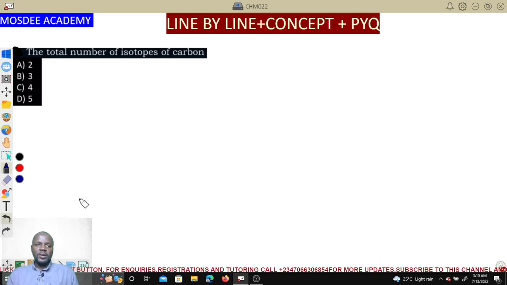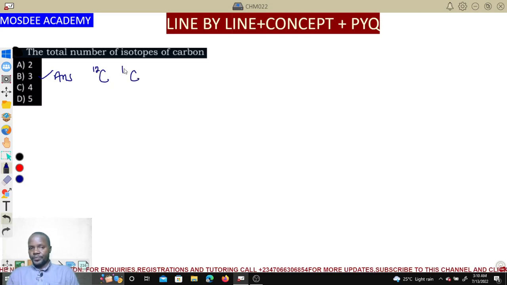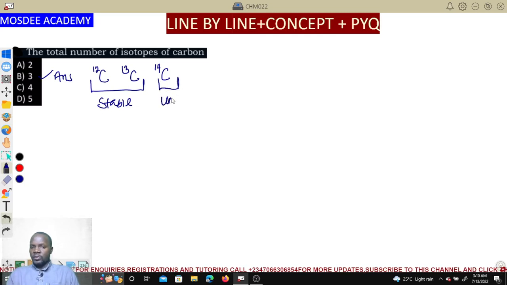Now, the third question says, the total number of isotopes of carbon is dash. I gave you the isotopes of carbon. I said there are three isotopes of carbon. You remember that. There are three isotopes of carbon, which I talked about: carbon 12, carbon 13, and carbon 14. These two are stable. This one is unstable because it is radioactive.